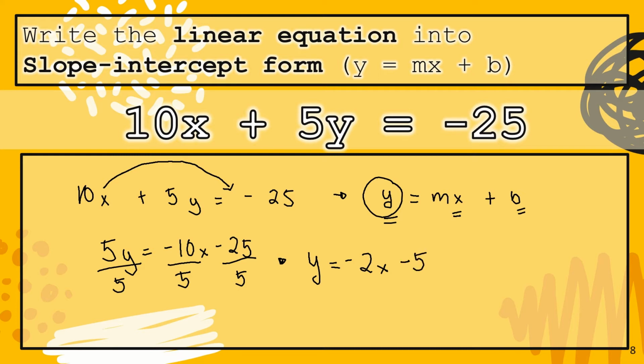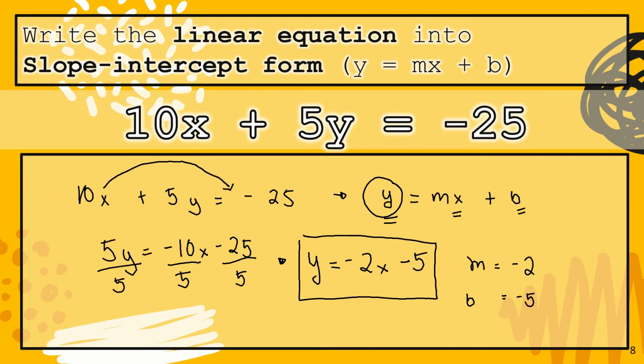Therefore, this is already in the slope-intercept form. y = -2x - 5, where the value of our slope is -2 and the value of the y-intercept is -5. Is that clear, class?